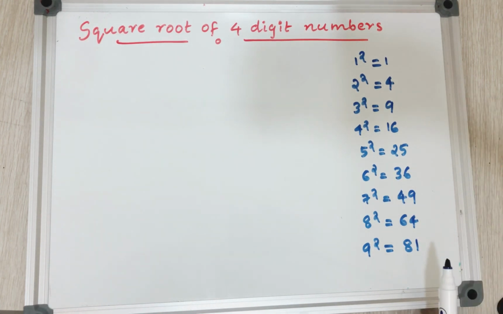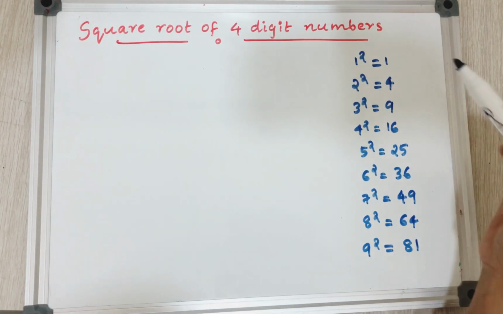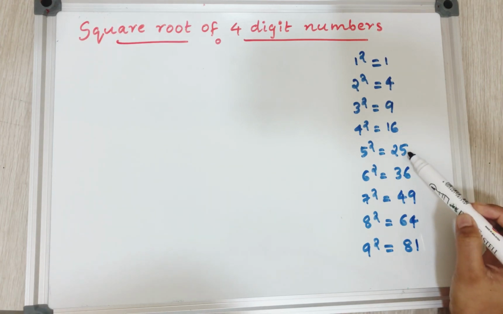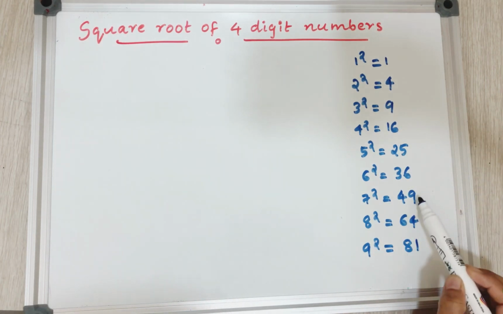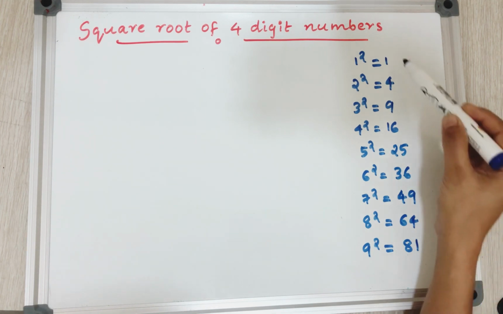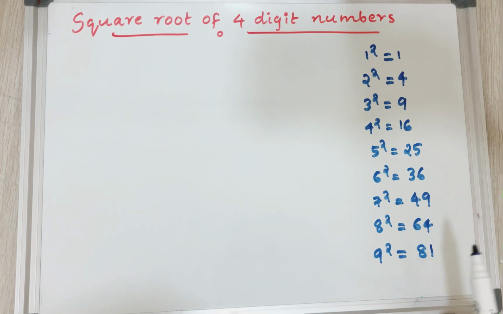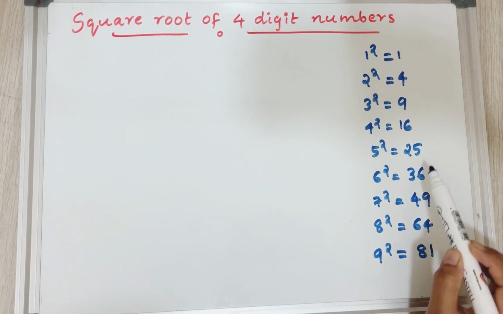Here you may notice something: perfect squares end with either 1, 4, 9, 6 or 5. That is, perfect squares end with only these digits: 1, 4, 9, 6, 5.